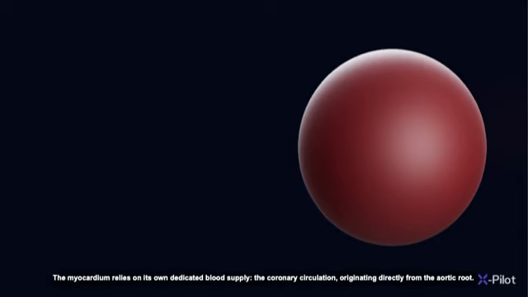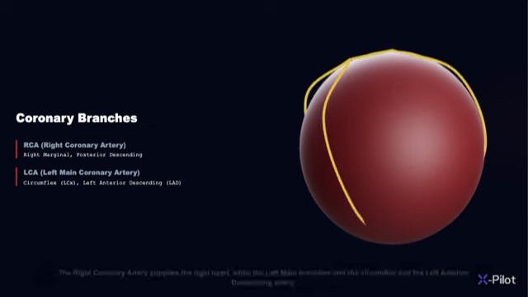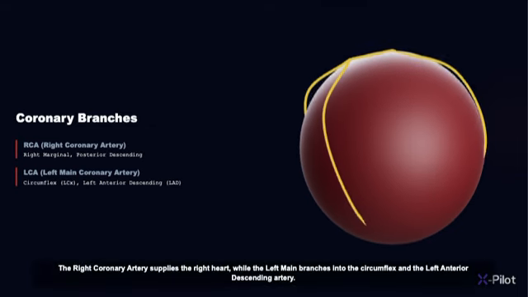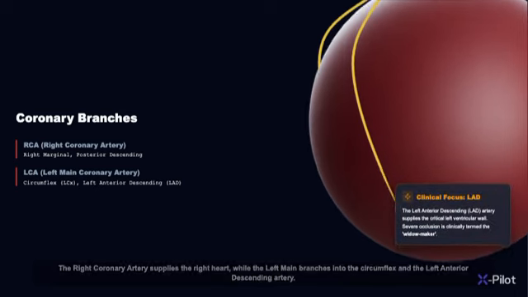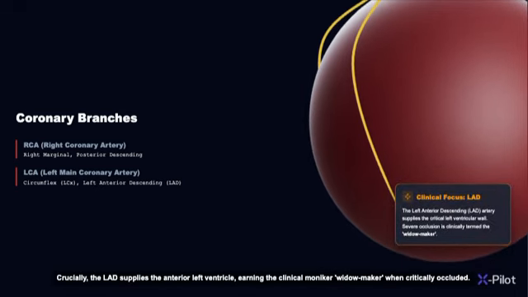The myocardium relies on its own dedicated blood supply, the coronary circulation originating directly from the aortic root. The right coronary artery supplies the right heart, while the left main branches into the circumflex and the left anterior descending artery. Crucially, the latter supplies the anterior left ventricle, earning the clinical moniker widowmaker when critically occluded.